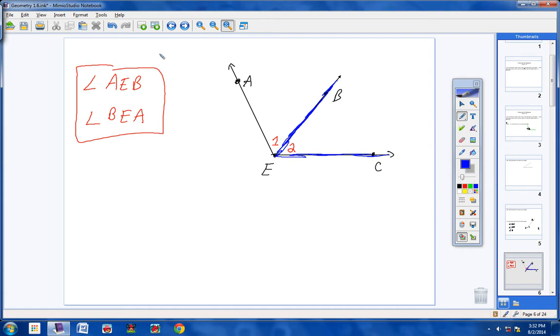That's angle 2. So let's give angle 2 a name. Now you could call angle 2 either one of these two names. You could call it angle BEC, or you could call it angle CEB. Either way is fine. So take some really good notes on this.